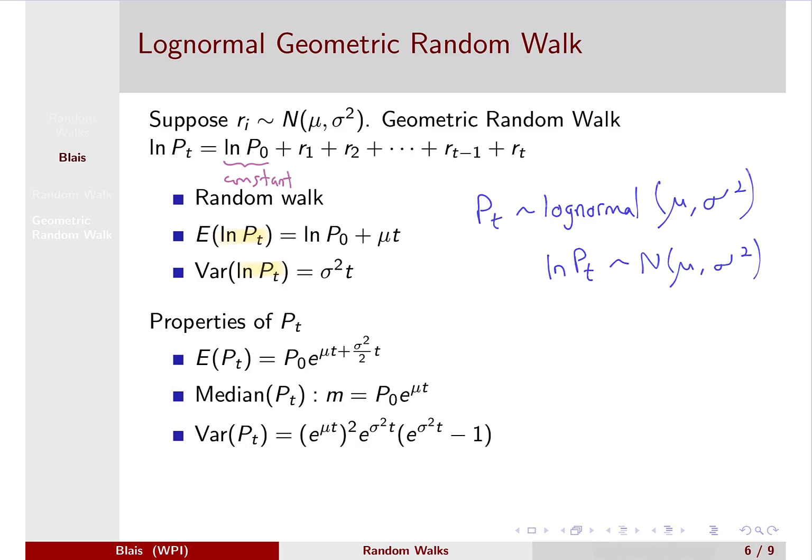Here are some properties of the log normal. Its expectation is P naught e to the mu t plus sigma squared over 2 t. Its median is different than its expectation, is P naught e to the mu t, so its median is a little bit less than its mean. And its variance is given here, which is a little bit of a complicated expression. If you have seen option pricing theory before, you will recognize some of this stuff from having worked with Ito's formula and, say, the Black-Scholes model. But this you can think of as a discretized version of a geometric Brownian motion.